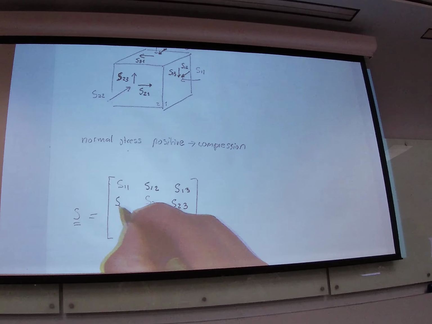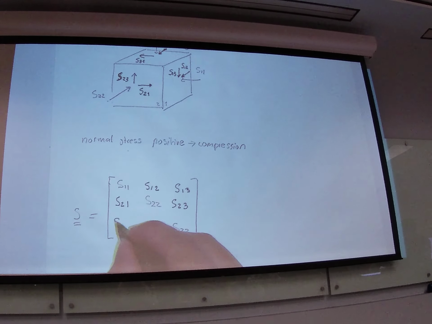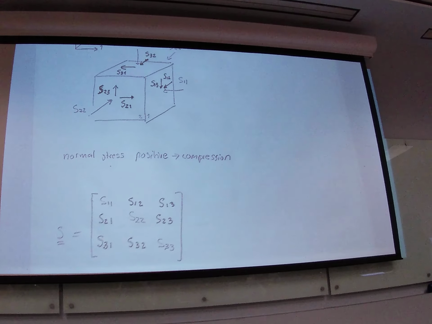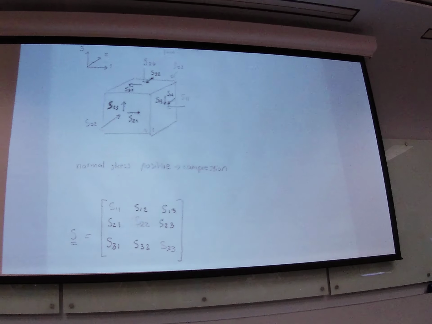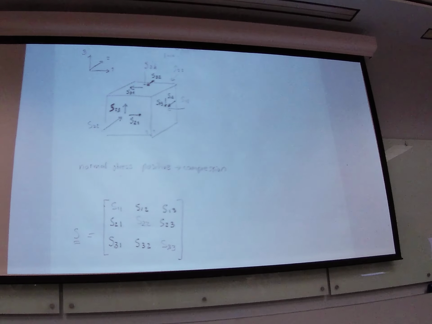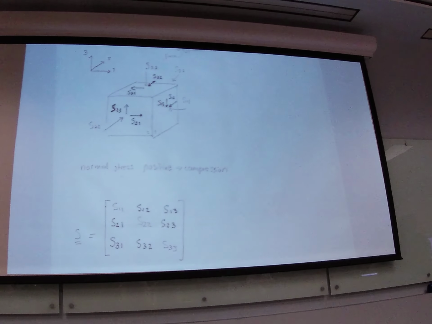And in here, all those stresses are going to go, as we said before, S12, S13, S23, S21, S31, and S32. Shear stresses always go in the off-diagonal terms. Normal stresses are going to go in the diagonal terms.